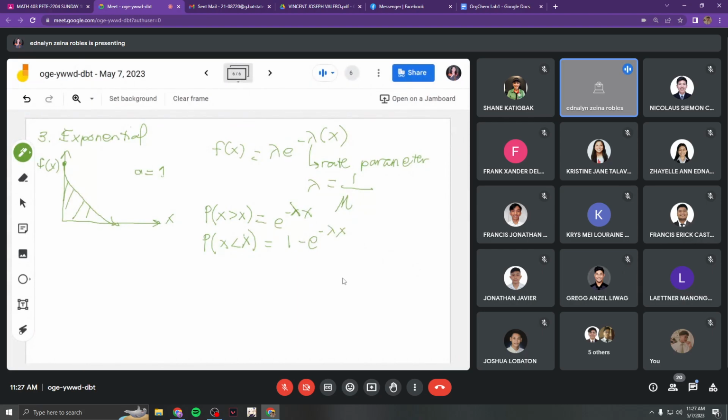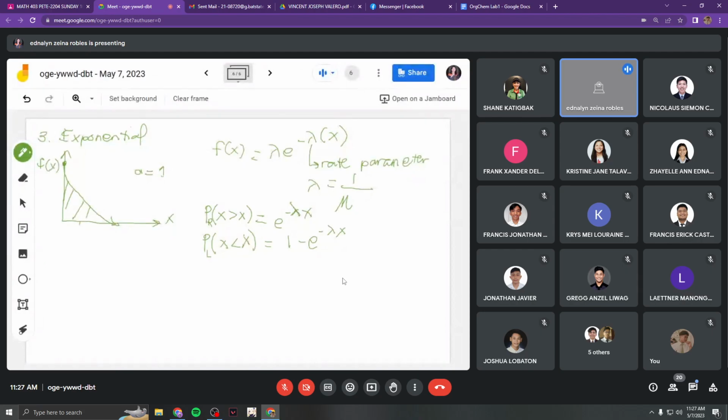So if we want to get the probability to the right, it is equal to e raised to negative lambda x. And if we want to get the probability to the left, so from x to the left, we will be using 1 minus e raised to negative lambda x. And if we want to get the probability to the right, it is equal to e raised to negative lambda x. So that is the three families that we will be dealing on a continuous probability. So let's summarize on the terms and before we deal with solving problems.